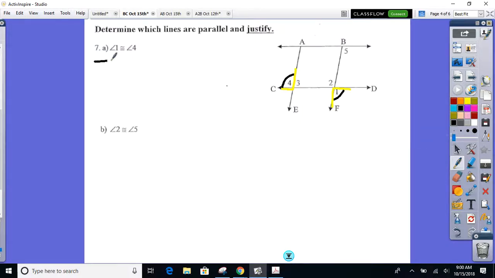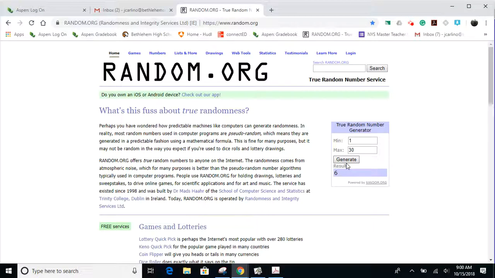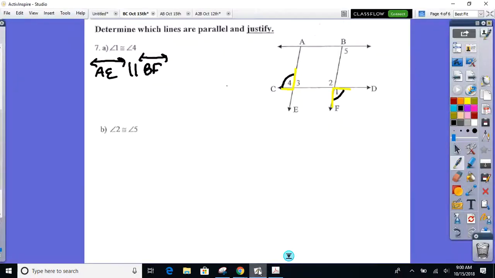AE parallel to BF. Perfect. Now I'm going to ask somebody else, what type of angles are 1 and 4 then? What type of angles are 1 and 4? Here you go. What type of angles are those? Yep. So I can say alternate exterior angles congruent imply I have parallel lines.